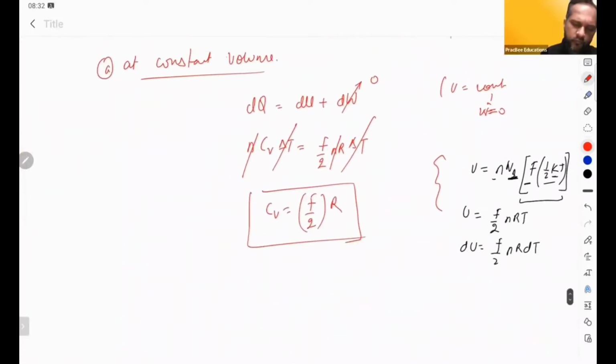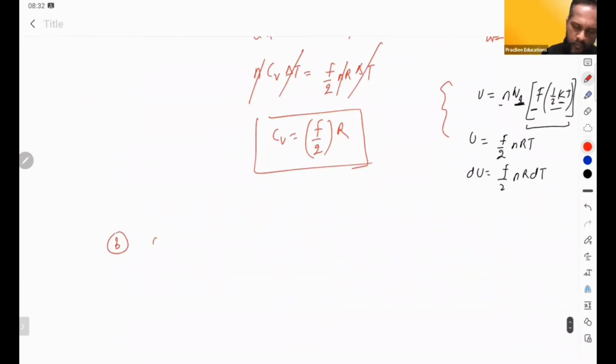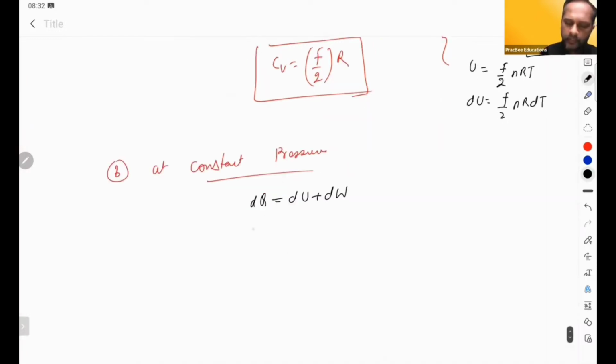Now let's move to Cp at constant pressure. So again, I'll start with the same equation. dq is du plus dw. dq means nCp delta T is the heat. Right. du, we have just studied, is f/2 nR delta T. Fine. Plus dw, work done, that is PdV. Work done is P delta V in a constant pressure process.